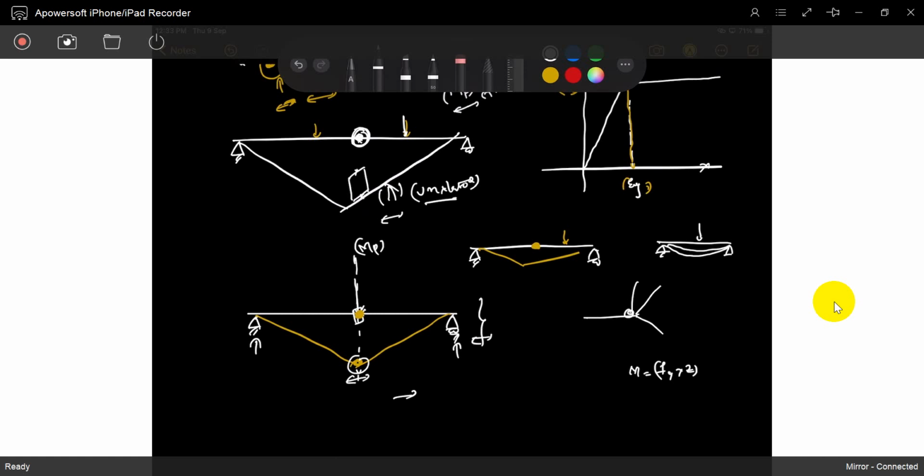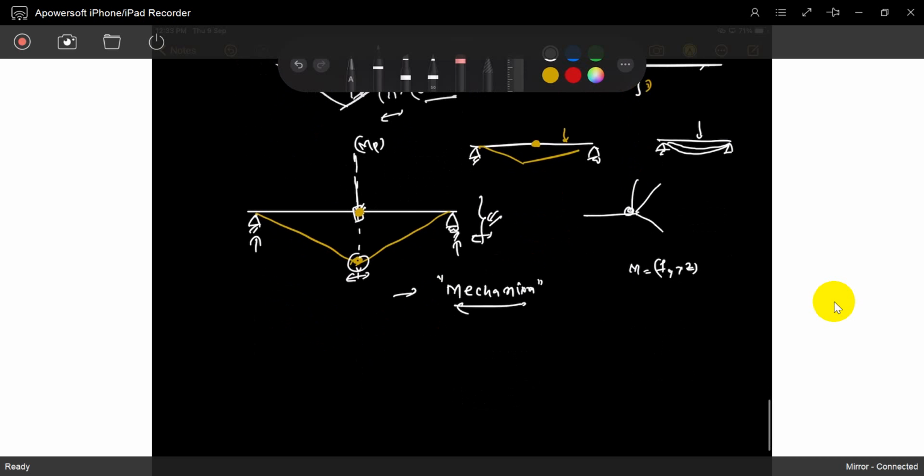Once it's unstable, at this stage we will call it not an equilibrium. It's equilibrium only, but the situation is called a mechanism. The situation is called mechanism. Okay, so now just observe it.